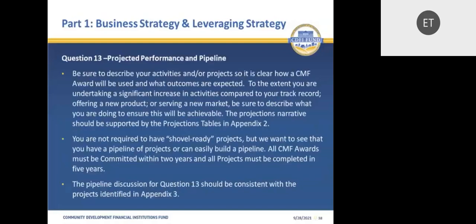Next slide, please. So for question 13, this is where we're asking you to project your performance and pipeline. So in this question, you want to be sure to describe your activities and or projects so it's clear how a CMF award will be used and what outcomes are expected from that. To the extent you're undertaking a significant increase in activities compared to your track record, offering a new project, or serving a new market, be sure to describe what you are doing to ensure that this will be achievable. And your projections narrative should be supported by the projections table in Appendix 2. Again, we'll talk about in a moment.